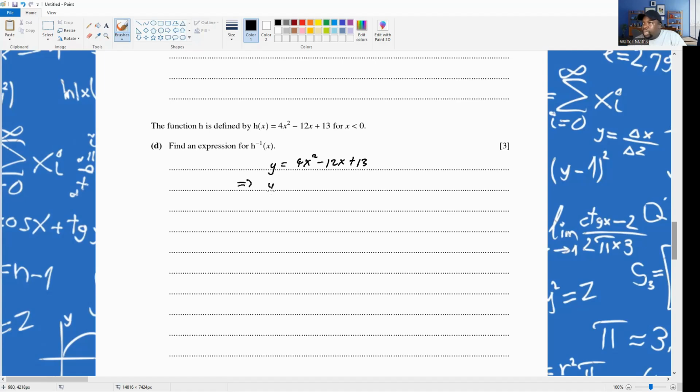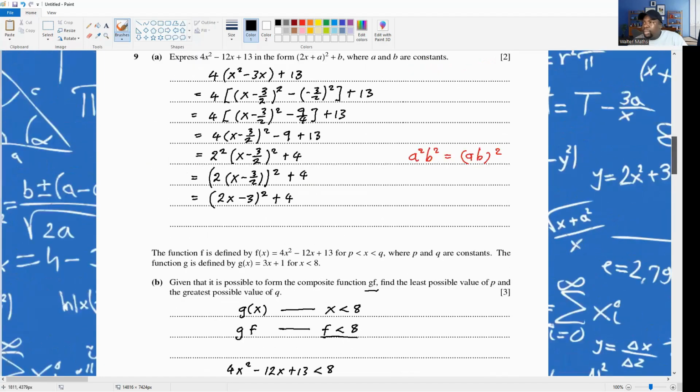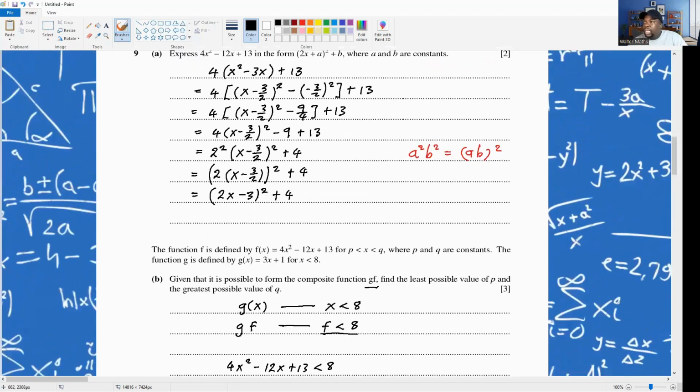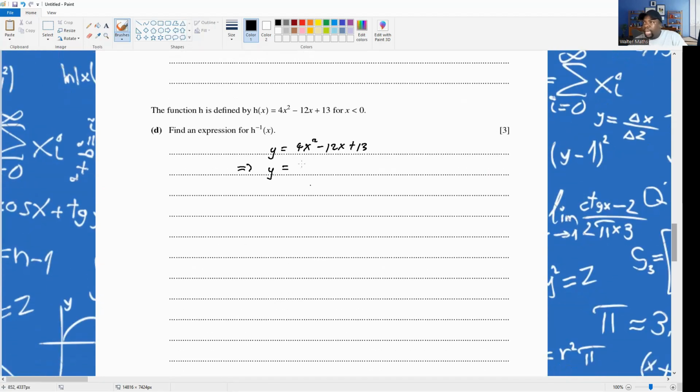This is the same as saying y is equal to, and I think we had completed the square here, hadn't we? Let's check on that. Completing the square, we got 2x minus 3 squared plus 4. So we are going to make use of that. So this is the same as 2x minus 3 squared, plus 4.